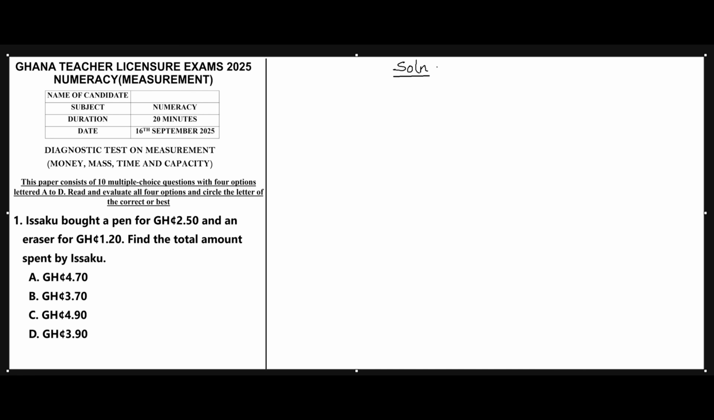Ghana Teacher Licensure Exams 2025. This is numeracy. So we have a diagnostic test on measurement.